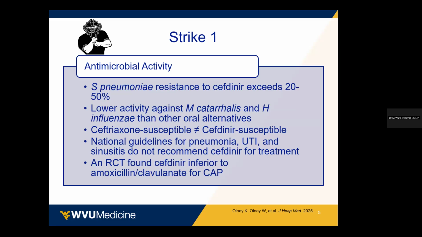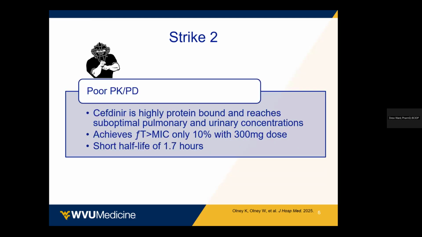And in fact, a randomized controlled trial that was sponsored by the manufacturer of Cefdinir itself, comparing its use to amoxicillin clavulanate, or Augmentin, for community-acquired pneumonia, found it inferior to Augmentin in terms of clinical cure and bacterial eradication. So for all these reasons, we recognize that Cefdinir doesn't have as great antimicrobial activity as a number of alternatives that we'll look at in a couple slides.